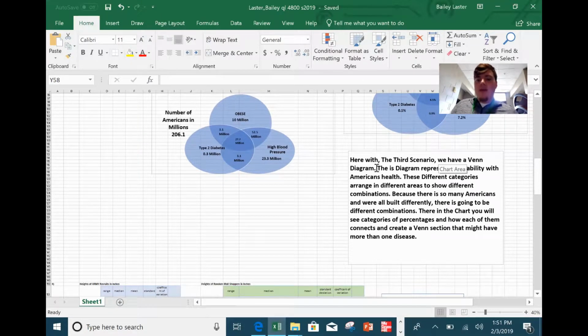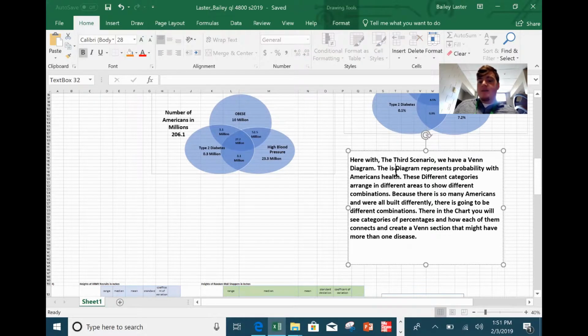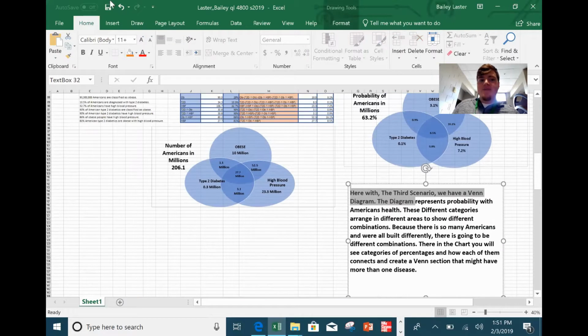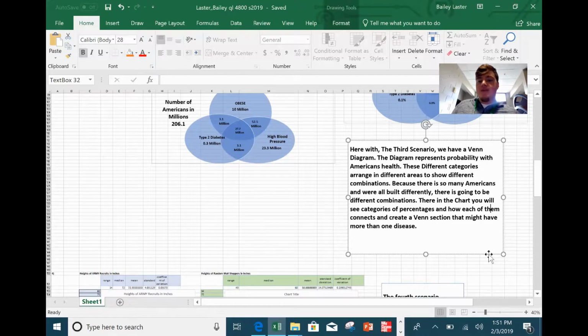So here with the third scenario, we have a Venn diagram. The diagram, let me fix that typo, sorry, first report. So the diagram represents probability with the Americans' health. These different categories arrange different areas to show different combinations. Because there's so many Americans and we're all built differently, there's going to be different combinations. There in the chart, you will see categories of percentages and how each of them connects and create a Venn section that might have more than one disease.